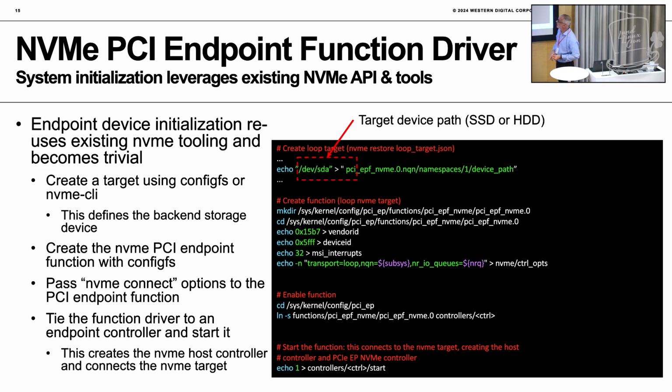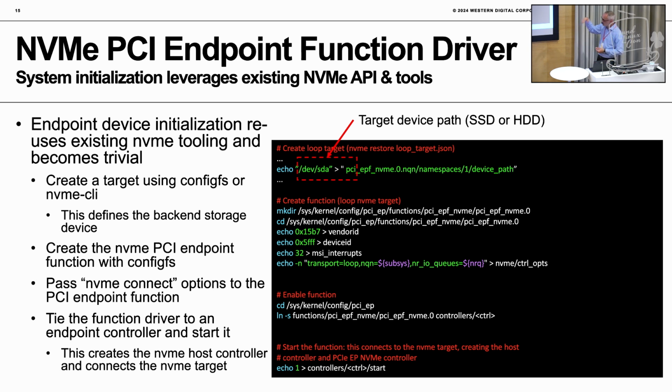So first thing, for example, you create a namespace through configfs, and then you tell that namespace, okay, you're going to be this device, which is in this case a SATA SSD I was using here. After that, you create your loop, so you essentially hook up that target with the controller through NVMe loop. You set up your vendor ID, device ID, the number of interrupts, and also the controller options, where you can specify things like, for example, the number of queues that you want to have for your Fabrics controller.